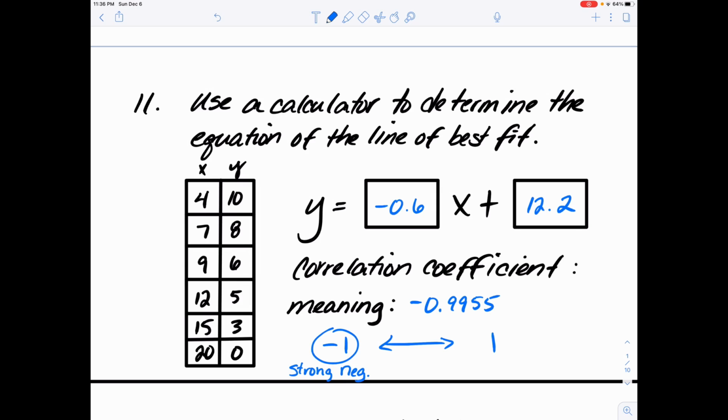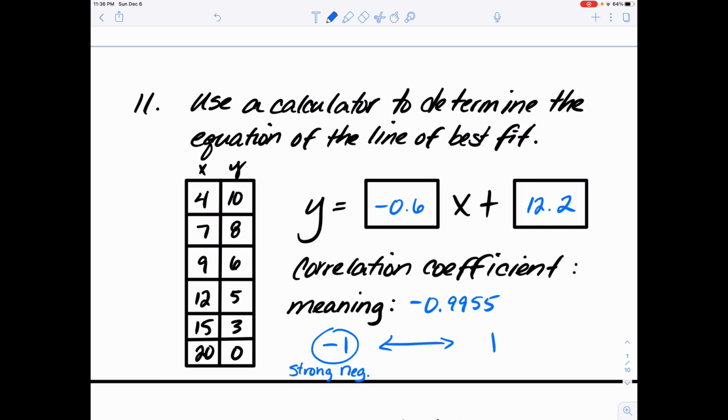Remember how our graph of this table was going down? It was decreasing, hence a negative correlation. And since negative 0.9955 is very, very close to -1, that means it's almost a perfect line that's going negative. The points in the data set were very, very close to the trend line. They were not spread out very far.